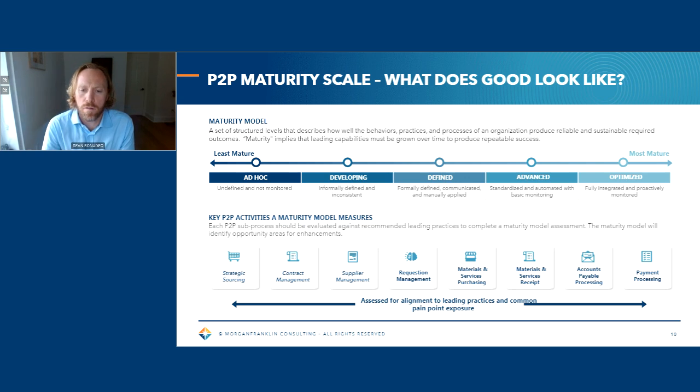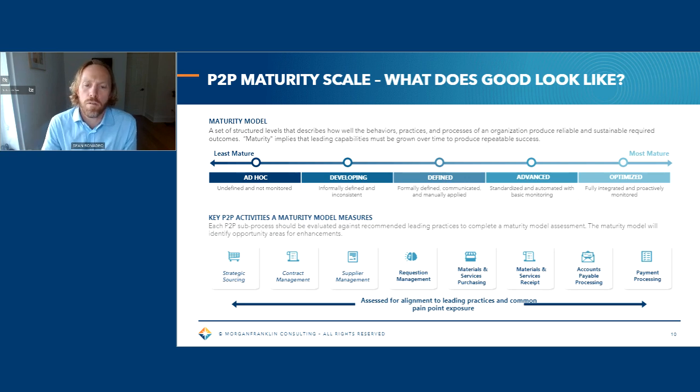The P2P maturity scale. This maturity framework helps organizations to understand their current stage and transform the journey and identify key focus areas for enhancing maturity. When we look at this graphic, this structured level describes how well your organization produces reliable and sustainable leading capabilities to grow over time and produce repeatable success. These areas range from least maturity to most maturity.